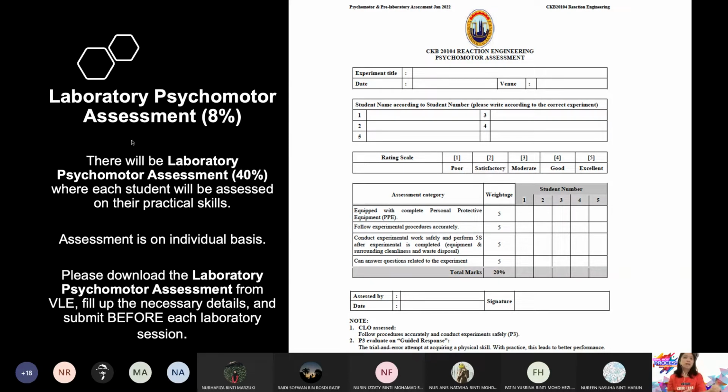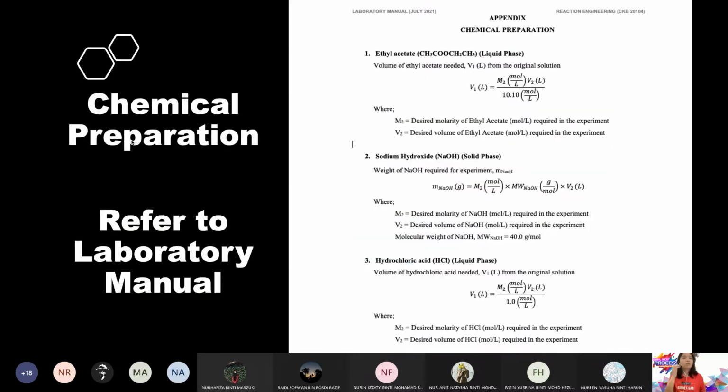So bayangkan kamu buat pre-lab, kamu buat psychomotor assessment, kamu dah dapat 10 markah of your entire overall grade. Okay, so I think that is a reward for you to come to the lab. Okay, preparation of chemical, nak buat lab, preparation of chemical saya dah beri dalam VLE juga. Cara pengiraan pun saya dah bagi. Make sure kamu refer ni bila kamu nak calculate for the chemical preparation.